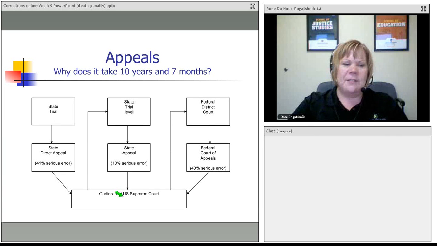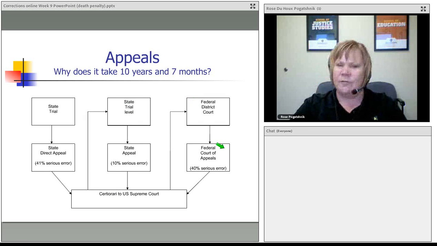If the Supreme Court agrees to hear it and agrees that there's been a violation, it's going to kick it back to the state trial and go through that process again. Or they might then bring it to federal district court. If this is also an issue at the federal level, they can kick it up a notch to the federal court and then go through that process.